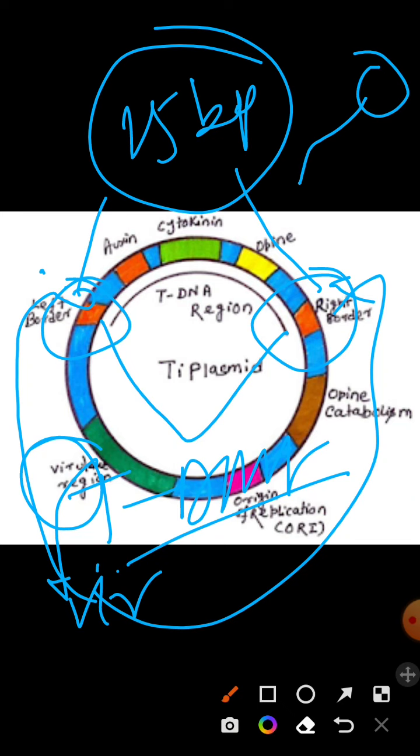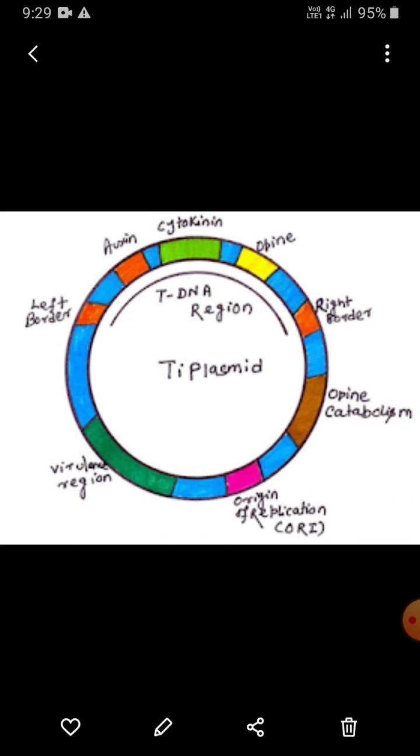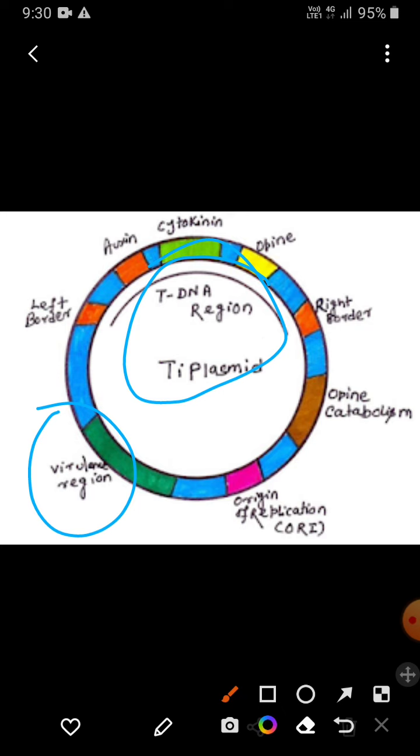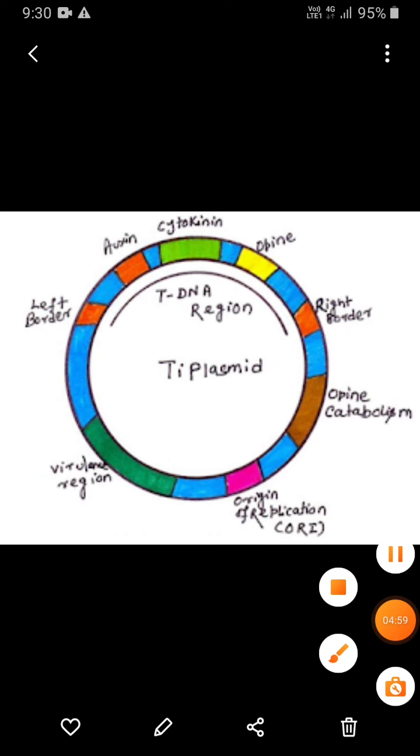Okay, so what we have learned is that among the Ti plasmid, the virulence region is important for tDNA transfer, and the tDNA itself is important, and among the tDNA, the left border and right border, which are direct repeats of flanking sequences of 25 base pair, are involved in tDNA transfer, or determine the tDNA transfer.